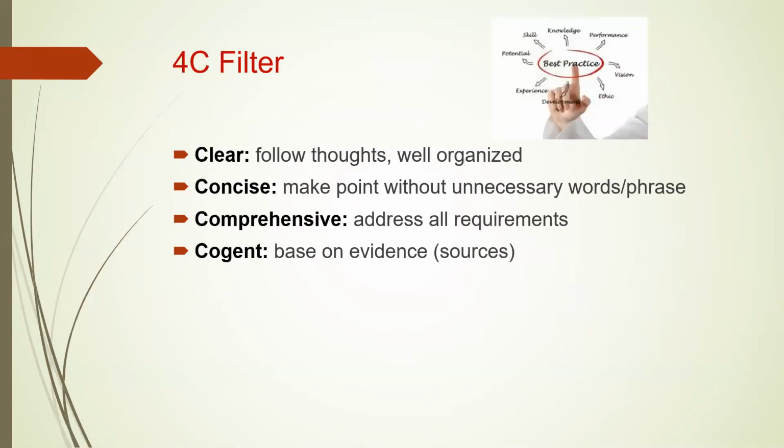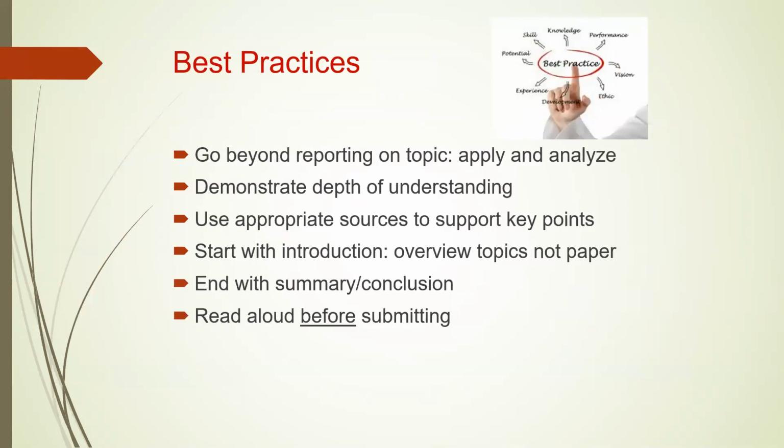The 4C filter. As you review the paper, make sure it's clear, that I can follow your thoughts and it's well organized. Concise: you make the point without unnecessary words and phrases. It's comprehensive: it addresses all requirements. Concise is the way you write it. Comprehensive is about content. And cogent, it's based on evidence or sources.